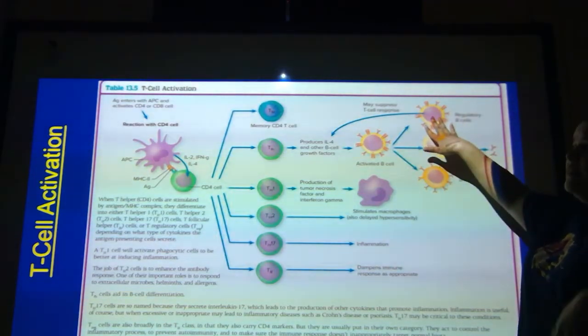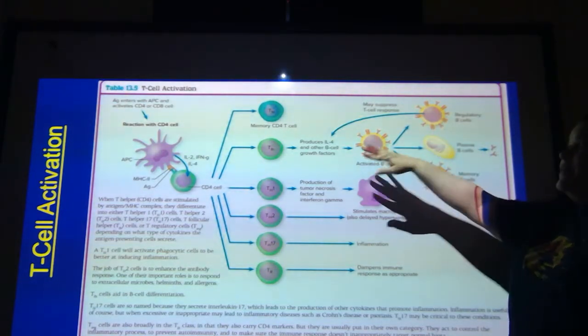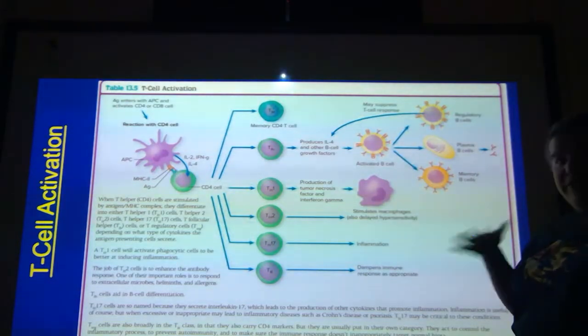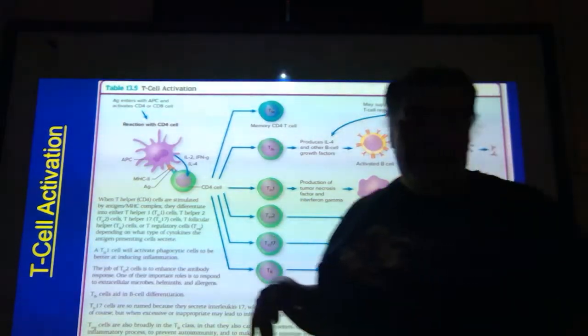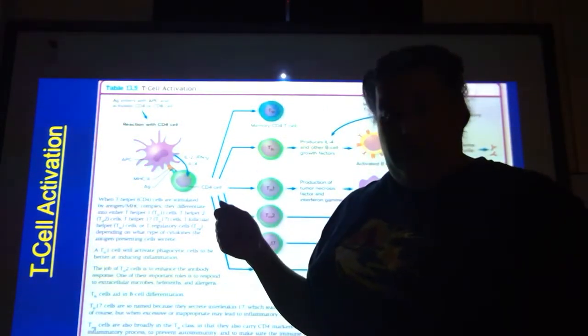The regulatory cell does what the name suggests. It'll feed back and may suppress the T cell response if our infection has been dealt with. Helper T cell type 1. Now remember what I said earlier. They are activated for specific reasons, right?